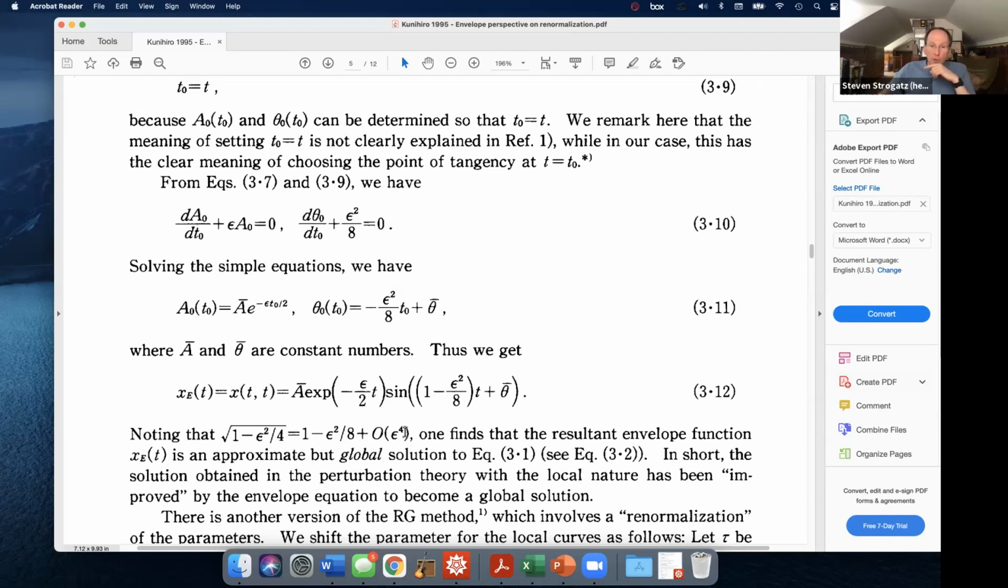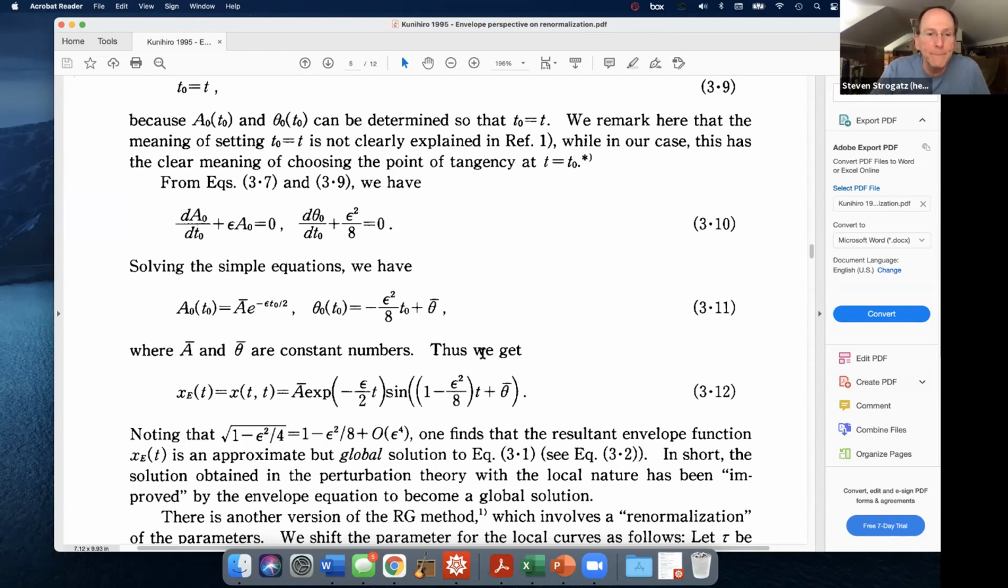And so Kunihiro makes the point that this resulting envelope function, it is approximate. I mean, it's not getting the frequency exact. It is approximate, but it's globally valid in the sense that it's working over a very long range of times. And it's also capturing the right qualitative behavior of exponential damping and altered frequency. So he says the regular perturbation arguments, which were only giving you locally correct results, have now been kind of globalized. They've been improved by this renormalization procedure.